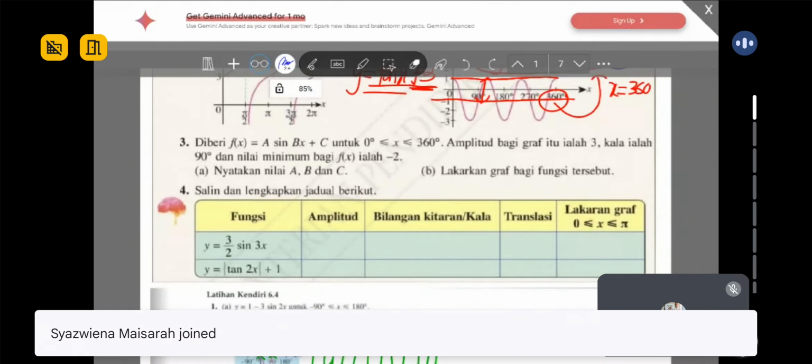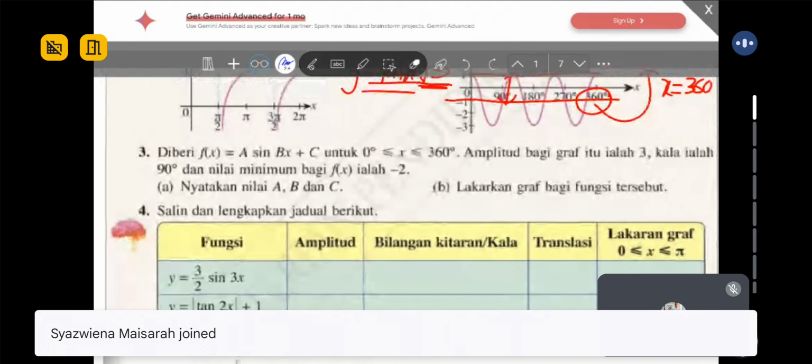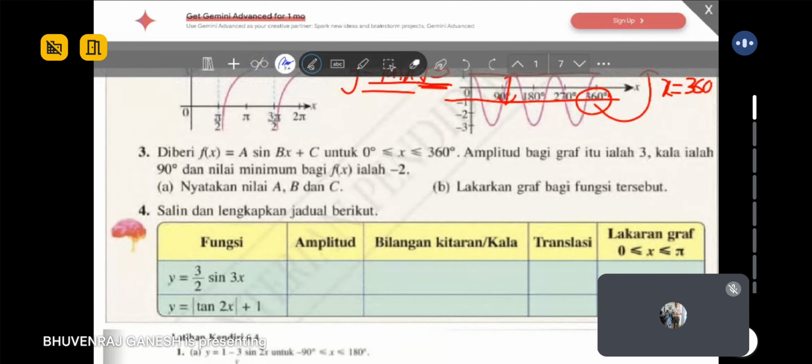They're asking you what is your ABC value. Okay, so can anyone tell apa nilai A kamu kat sini? Tell me what's the answer. So they tell you the amplitude of the graph is 3, the period is 90, and the minimum value of fx is negative 2. And they want you to find ABC. So anyone? A value? What do you get? Nilai A. Come on. What's the answer?